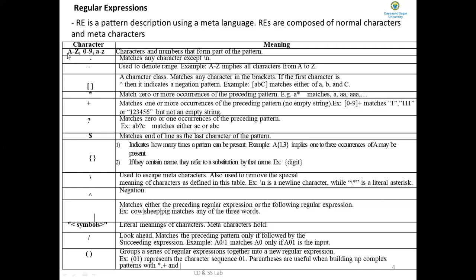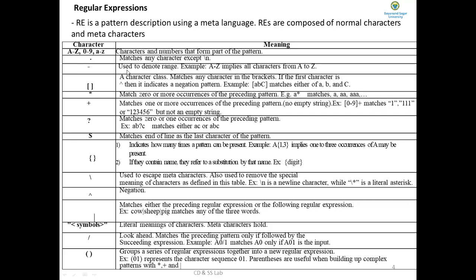So first row, the capital letters A to Z, the digits 0 to 9, and the small letters a to z are the characters and numbers that form a part of a pattern. You can make use of these characters and numbers while writing the pattern. The next character is dot. This dot matches any character except the newline character. So when I say dot as a pattern or a regular expression, it matches any character.